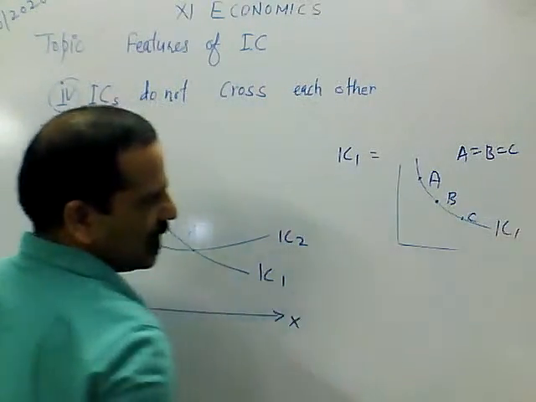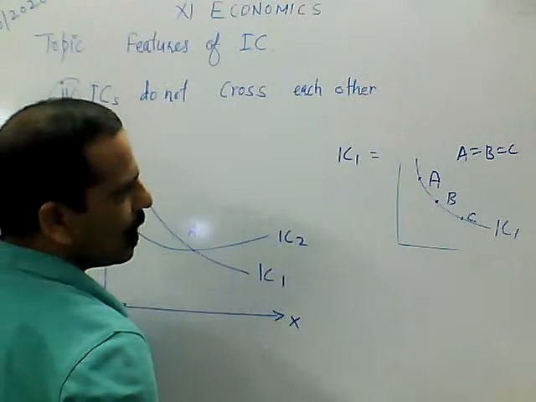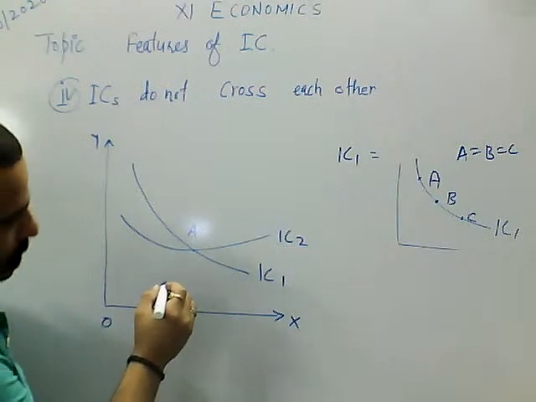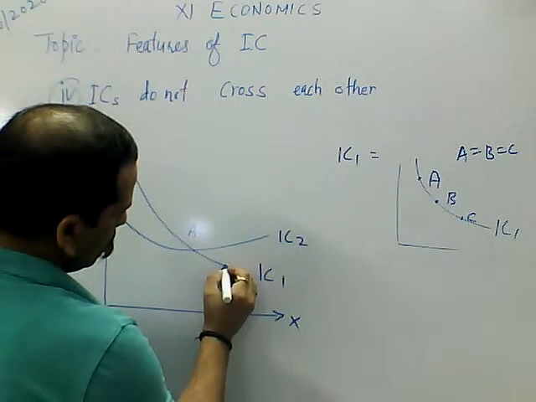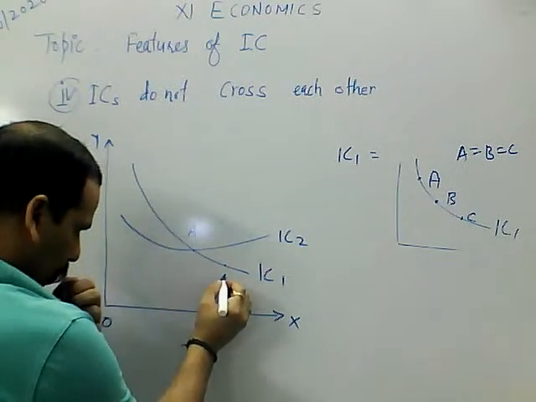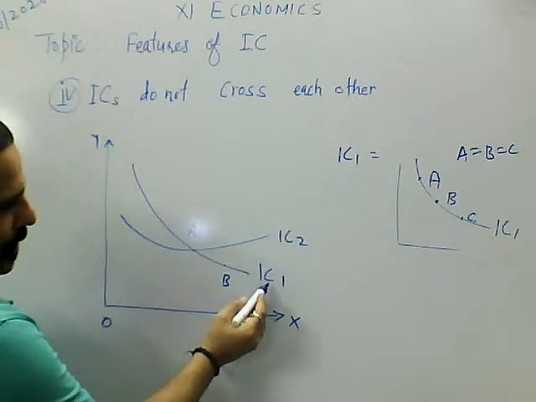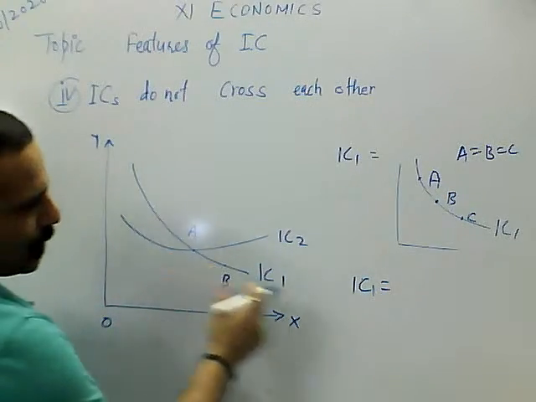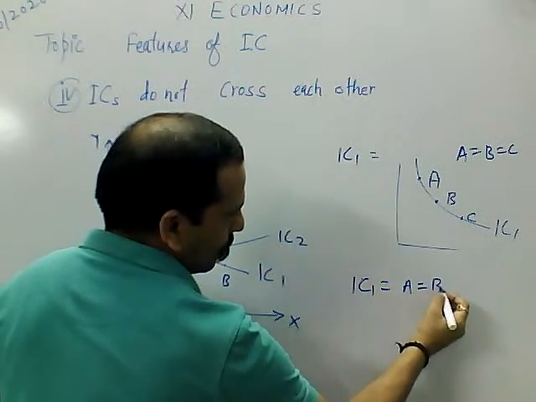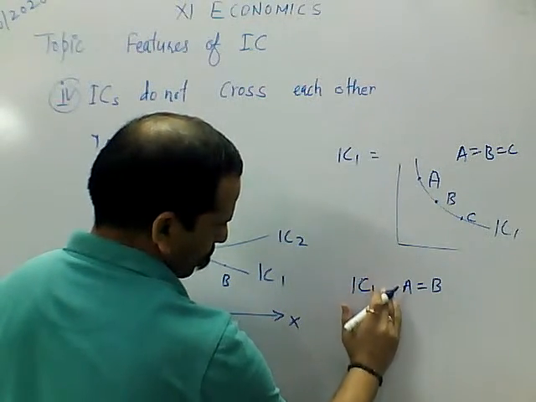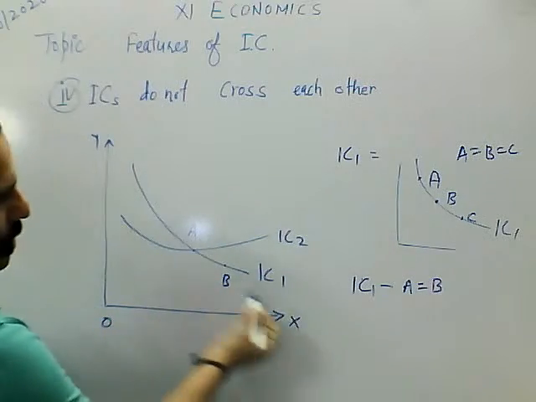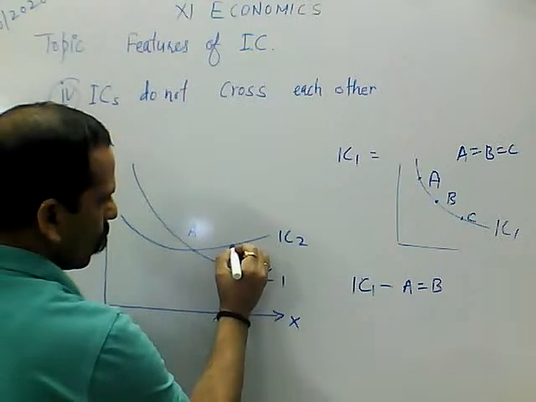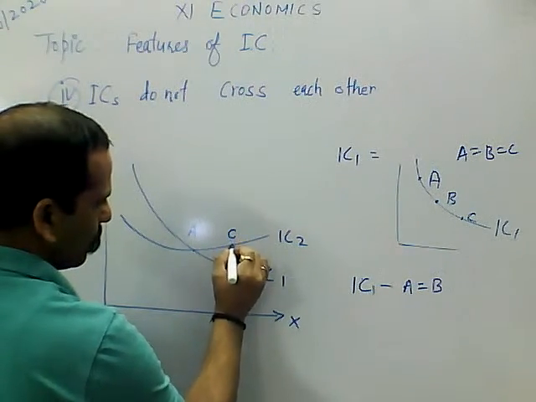So this is about IC1. In the same way, IC2 also. So for IC1, A is equal to B. Yes. For IC1, A is equal to B. Now this is the C point.